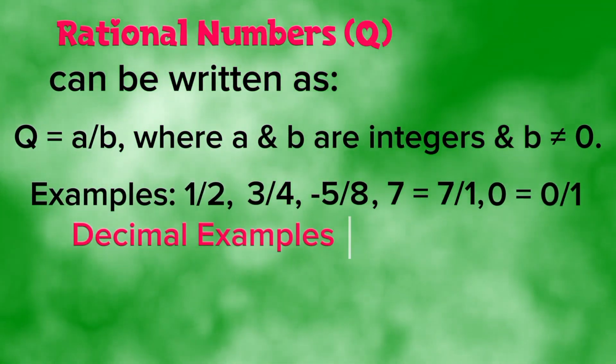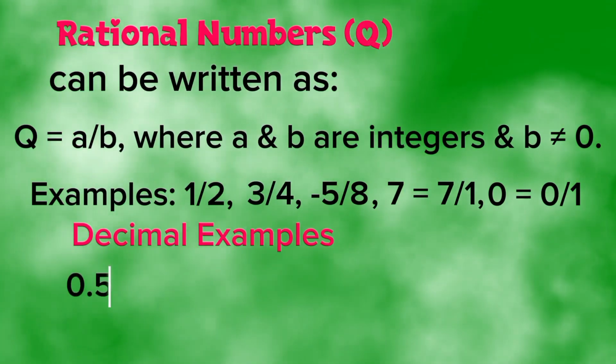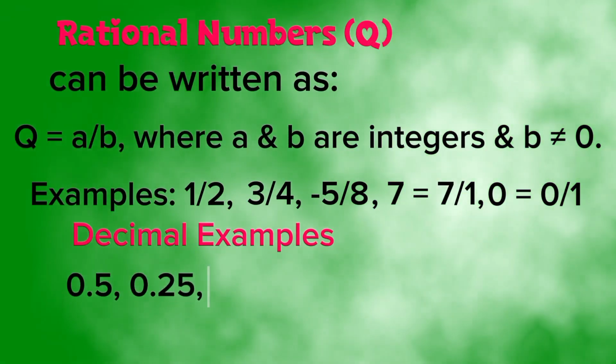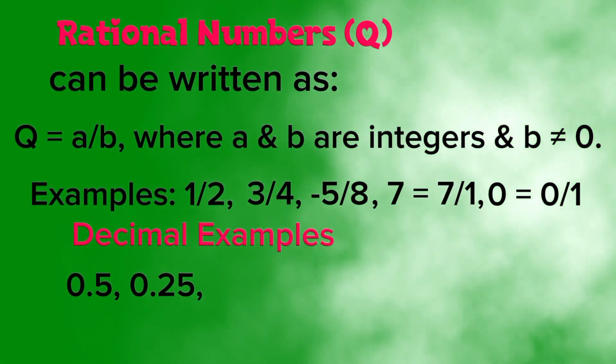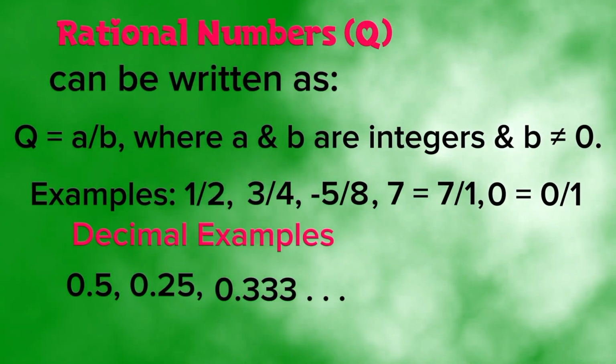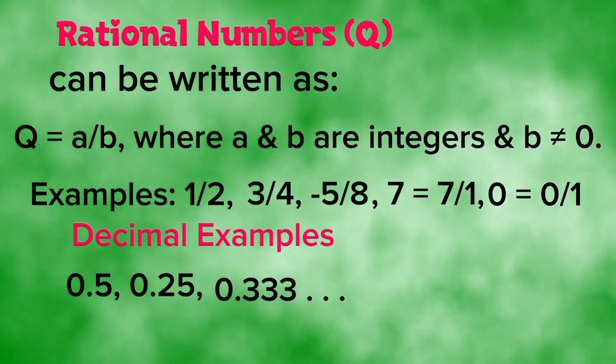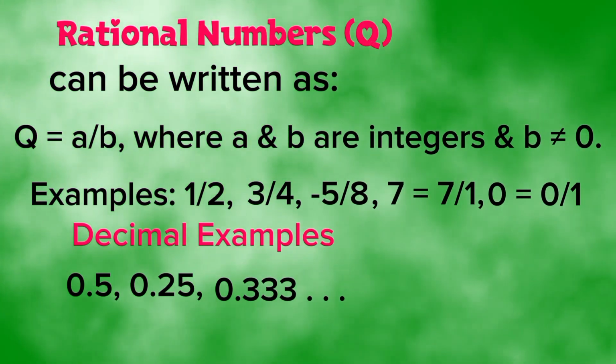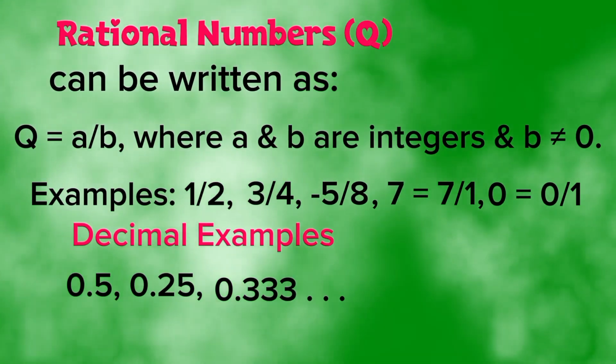Decimal examples: 0.5, 0.25, 0.333. All terminating and repeating decimals are rational numbers.